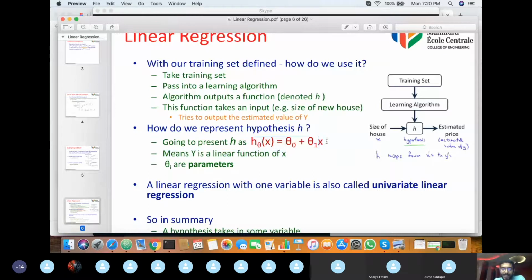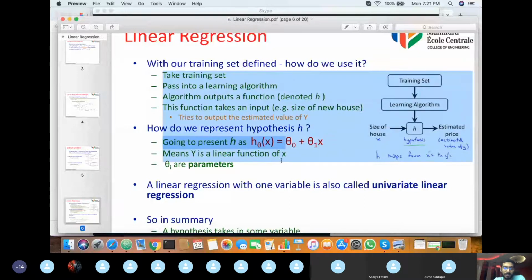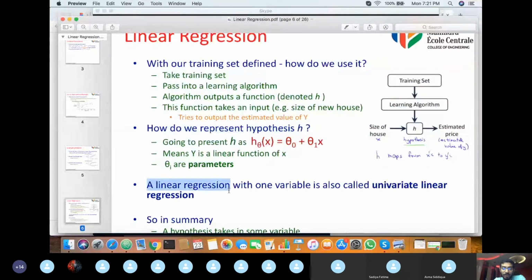What if we have multiple x values, multiple input variables? Then I would put b2, so it'll be like theta naught plus theta 1 x1 plus theta 2 x2 plus theta 3 x3, and so on. If I have only one input variable, it's called univariate linear regression. So a linear regression with only one variable as input is also called a univariate linear regression.